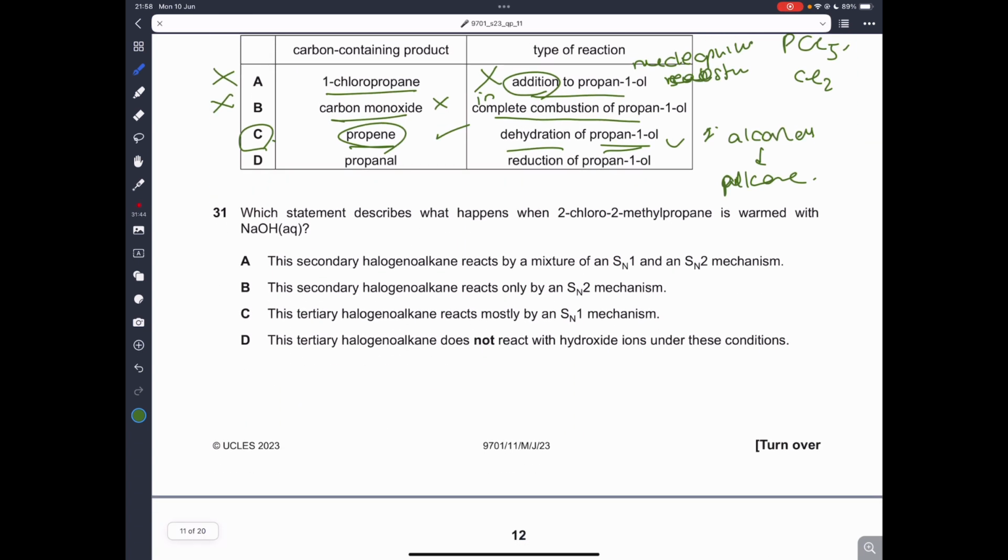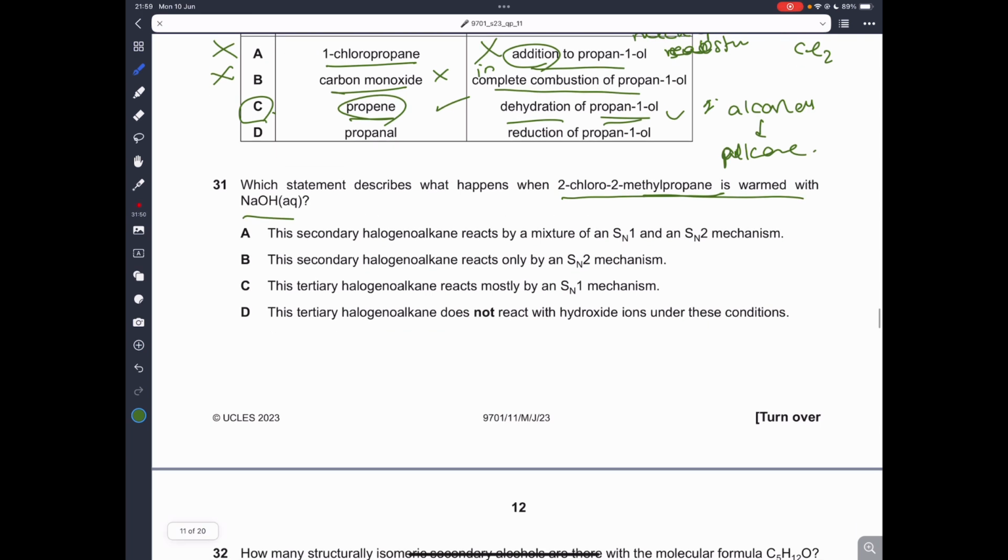31. Which statement describes what happens when 2-chloro-2-methylpropane is warmed with NaOH? So let's draw the structure: propane, 2-methyl, 2-chloro. It's warmed with NaOH aqueous, which means it's going to be a hydrolysis reaction. We're going to form an alcohol with this, and this is a tertiary alcohol.